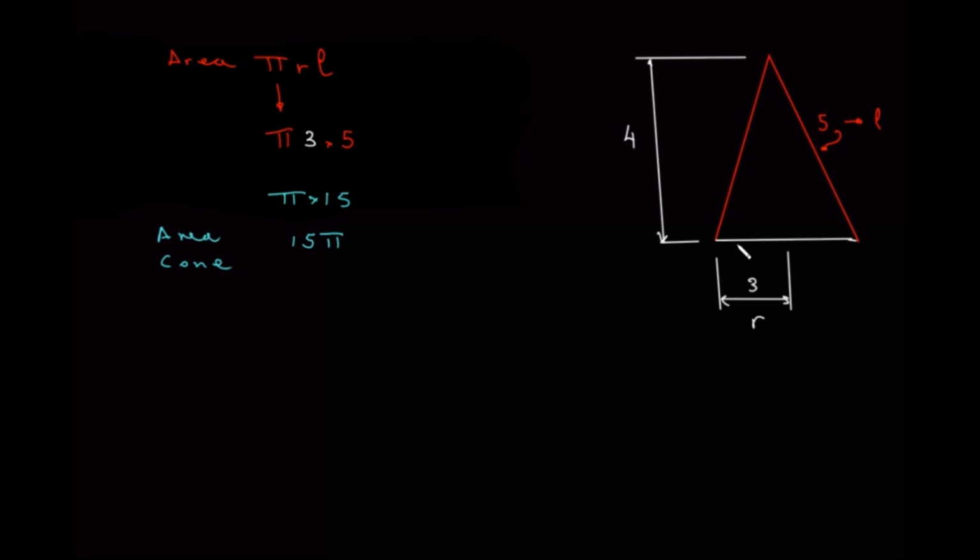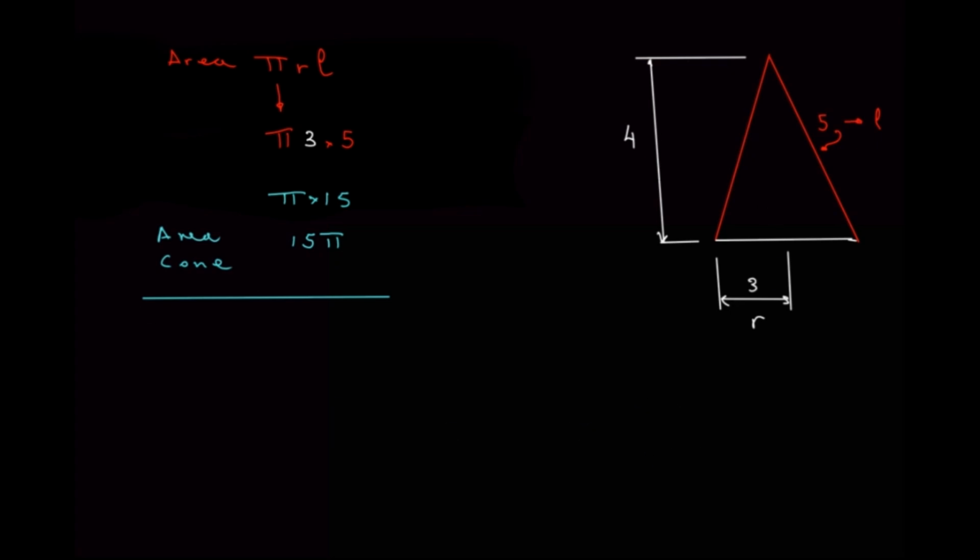But I said I wanted to also do the base. See, this is how substitution works. You just put the numbers in where they should be. Where there's an L, should be a 5. Where there's an R, there's a 3. There's meant to be a multiply in there. You just multiply them together and you get your answer. So that is the area of the cone part.